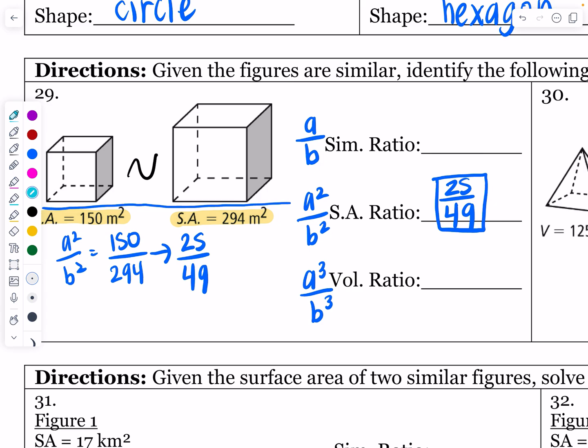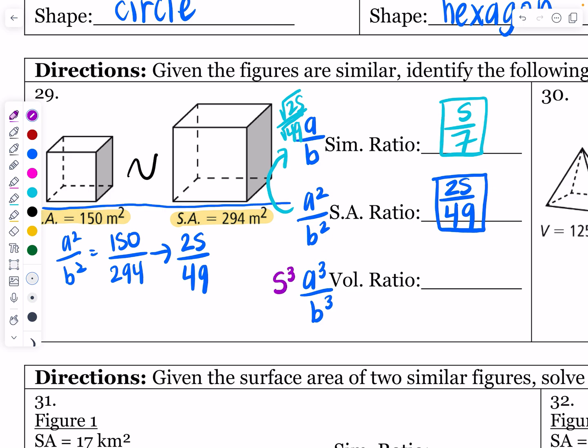So if that's a squared over b squared, how do you get back to a over b? You're going to do the square root of 25 over the square root of 49. Why? Because I'm going from something that is squared to something that is not squared. A squared to a, I have to take the square root. That is going to be 5 over 7. If that is 5 over 7, why does that allow me to unlock level 3? Well, because I need a and b, which I just found. 5 and 7 are a and b.